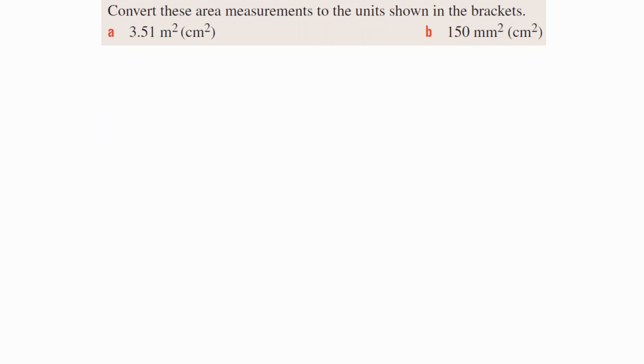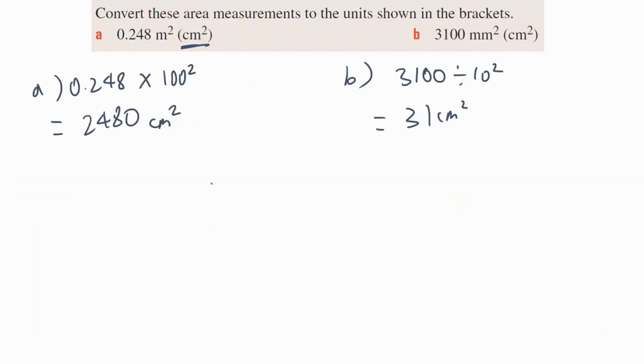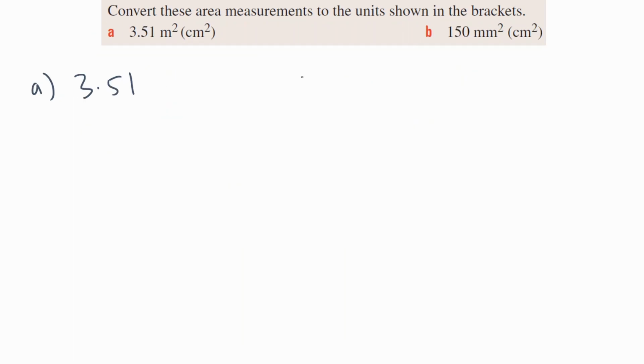Now let's have a go at the next ones by yourself, and just unpause when you're ready to go through them with me. This first question says convert these area measurements to the units shown in the bracket. So we're going from meter squared to centimeter squared again. So that's 3.51. Let's have a look at the slide before again. From meter squared to centimeter squared is multiplying by 100 squared. Write that down and put that into your calculator, and that should give you a value of 35,100 centimeters squared. Give yourself a tick if you got that correct.